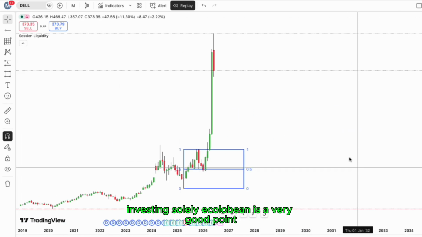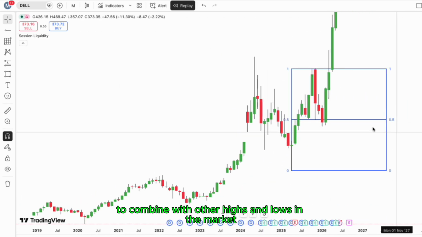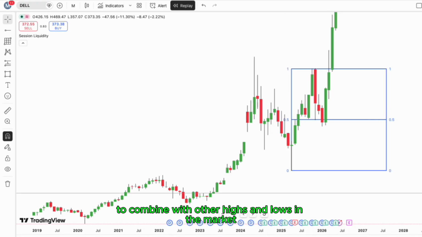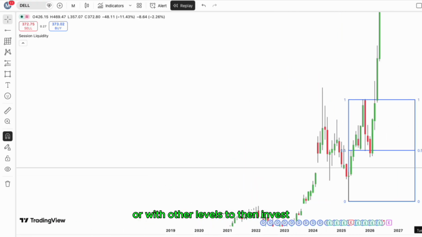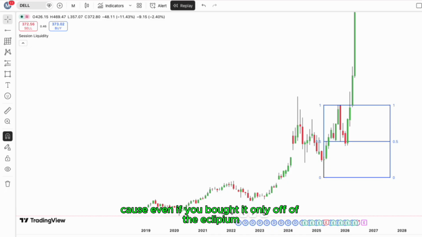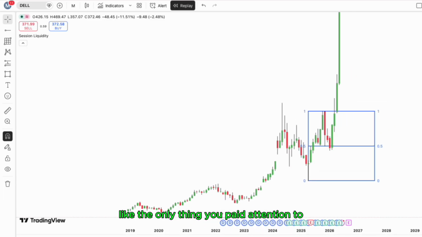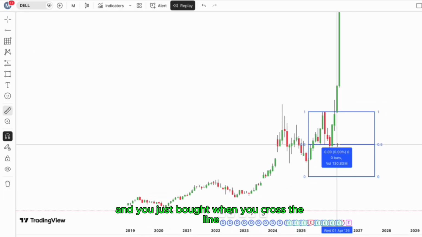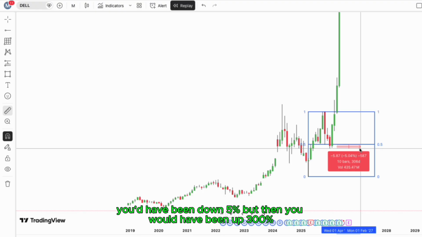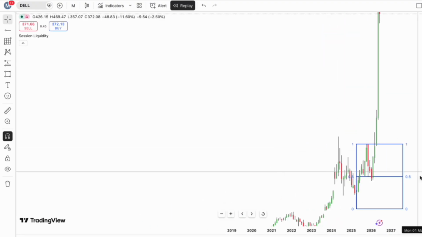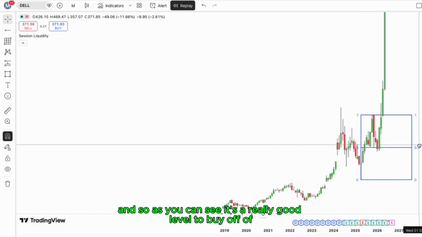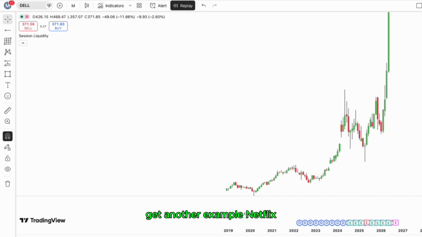Investing solely, equilibrium is a very good point to combine with other highs and lows in the market or with other levels to then invest. Because even if you bought it only off of equilibrium, the only thing you paid attention to, and you just bought when it crossed the line, you'd have been down 5%, but then you would have been up 300%. And so as you can see, it's a really good level to buy off of. Let me get another example.